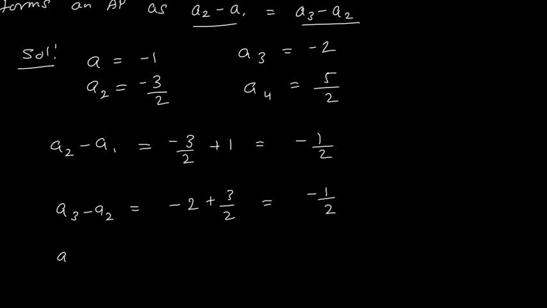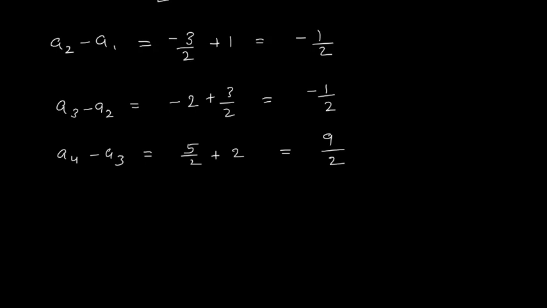Now a4 minus a3, the value of a4 is 5 by 2, minus value of a3 is minus 2, so minus minus it will become plus. Now here we will get 4 plus 5, 9 upon 2. So see, all the difference between consecutive terms are not same, even though a2 minus a1 is equals to a3 minus a2, but it is not equal to a4 minus a3.